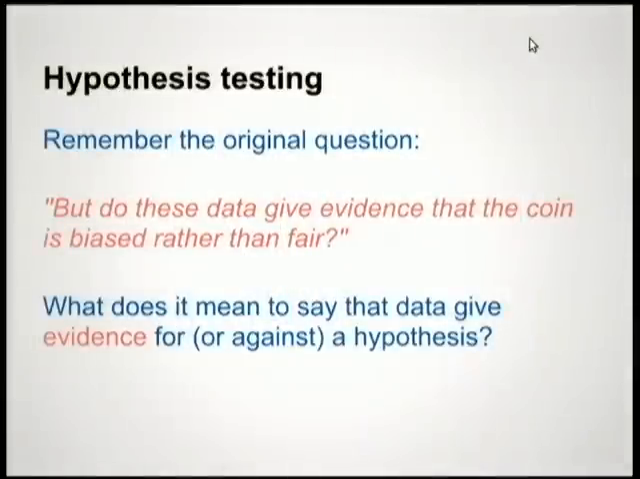Okay, so we started with this question that David Mackay posed, which was, do these data give evidence that the coin is biased rather than fair? And we did the estimation part of the problem, which is that we have now computed the posterior belief about what X is. But we haven't exactly answered this question because we haven't really talked about what it means to say that data are evidence in favor of a hypothesis or against it.